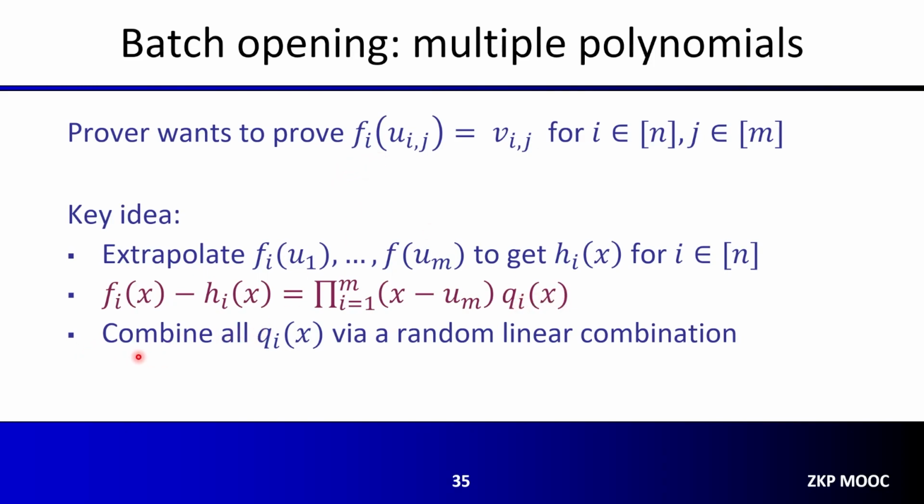And then we can combine all of these q_i(x) via a random linear combination and compute g to the power of that polynomial, which is only a single element in the proof. And then the verifier can actually reproduce all of these equations in the exponent using the public parameters, and then check this equation using bilinear pairing. So in this way, we can actually batch the multiple evaluations of multiple polynomials into a single proof.